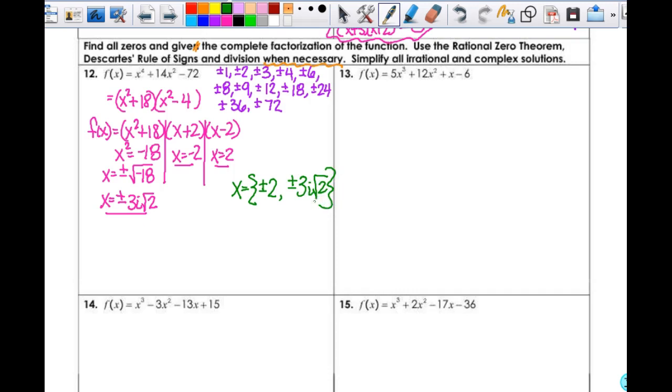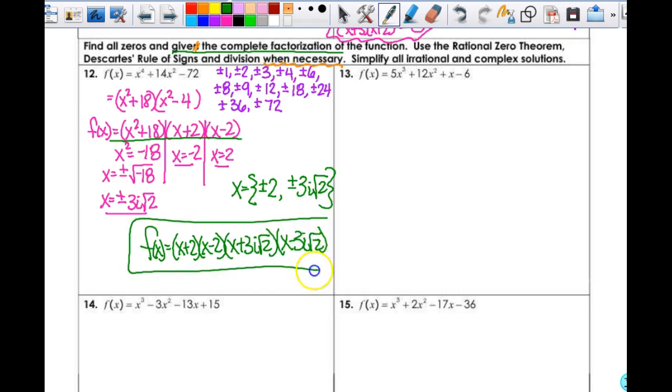And it also says give the complete factorization. This is not the complete factorization. The factorization is using these: x plus 2, x minus 2, x plus 3i square root of 2, and x minus 3i square root of 2. That is my complete factorization. These are my zeros.